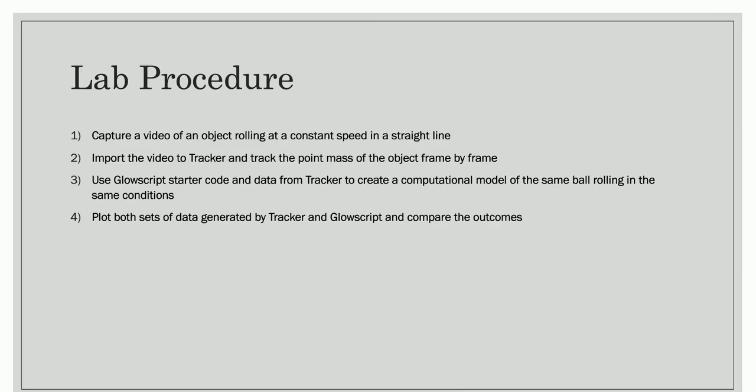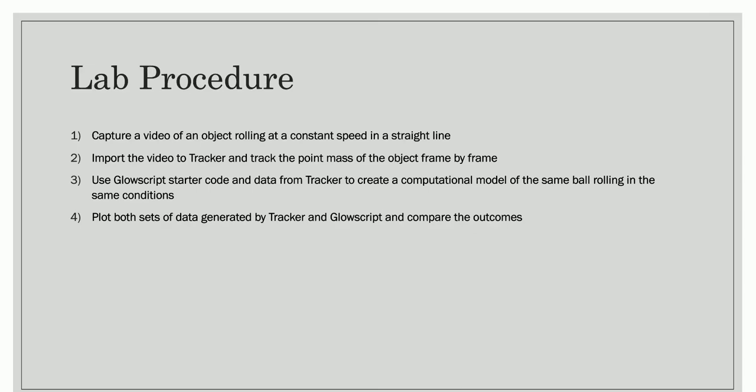The procedure of this lab is pretty simple. The first step is to capture video of any object rolling at a constant speed in a straight line. Then, the second step, you import the video to Tracker to track the position of the point mass frame by frame in the application manually.